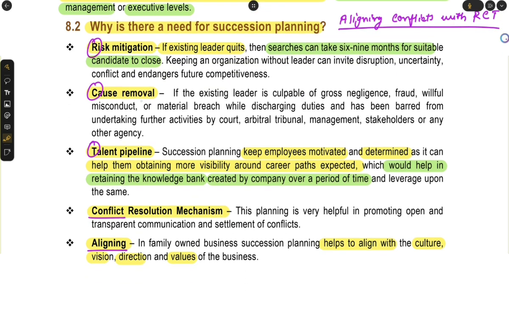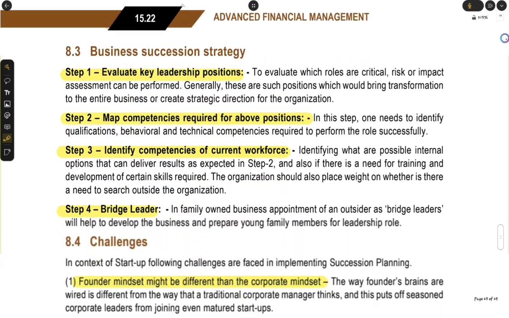Then next is RCT, C stands for cause removal. If the existing leader is culpable of gross negligence or fraud or willful misconduct or material breach while discharging duties and has been barred from undertaking further activities, then if the existing leader is removed by an arbitral tribunal, obviously if succession planning is there, the new leader can easily be elected. The next is talent pipeline. It keeps employees motivated and determined, and helps them obtain more visibility around expected career paths, which would help in retaining the knowledge bank created by the company over a period of time and leverage the same. So these were the points of the last two topics.